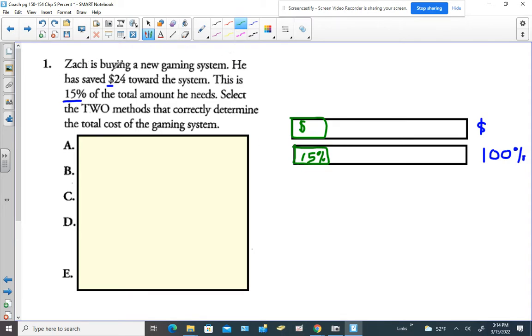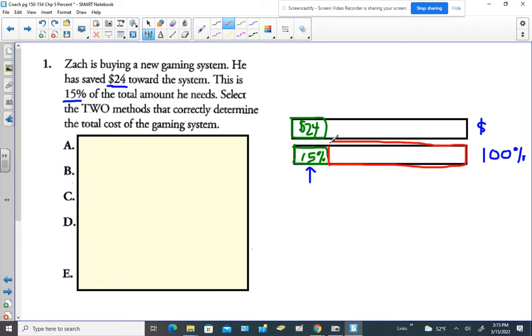He has saved $24 toward the system. This is 15% of the total amount he needs. So let's put this here, because it's saying $24 is 15%. So these two things would be equivalent, right? Is means that they're equal to each other. Now, what does that imply about this chunk over here?